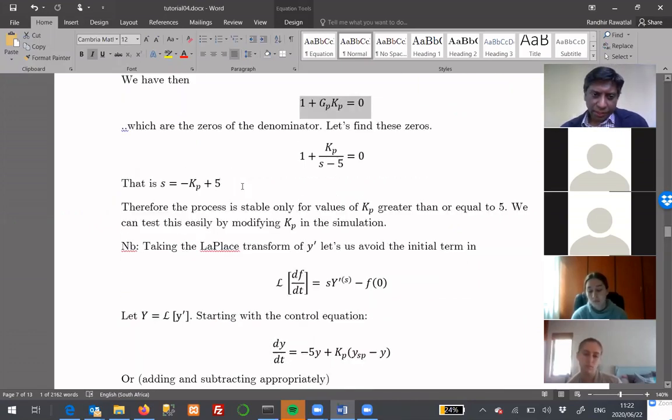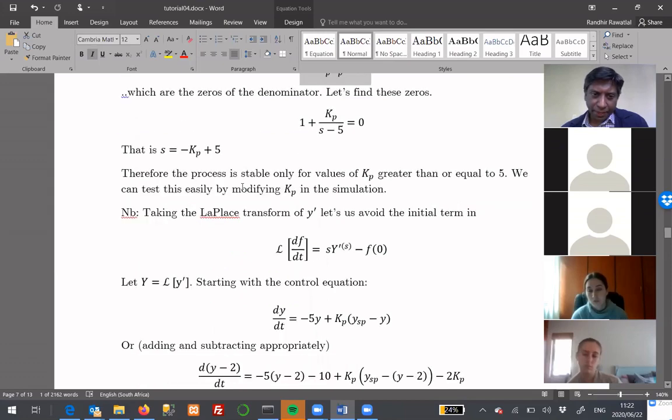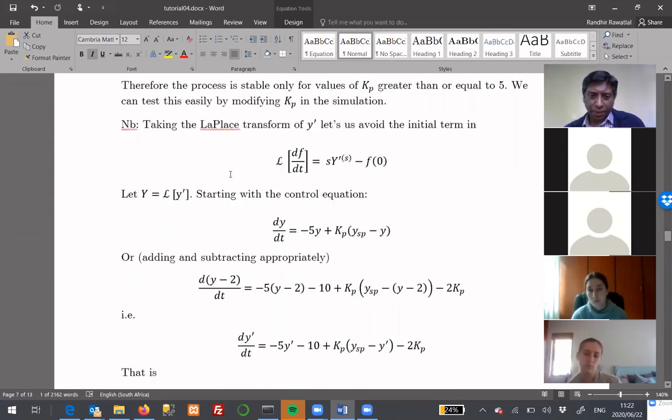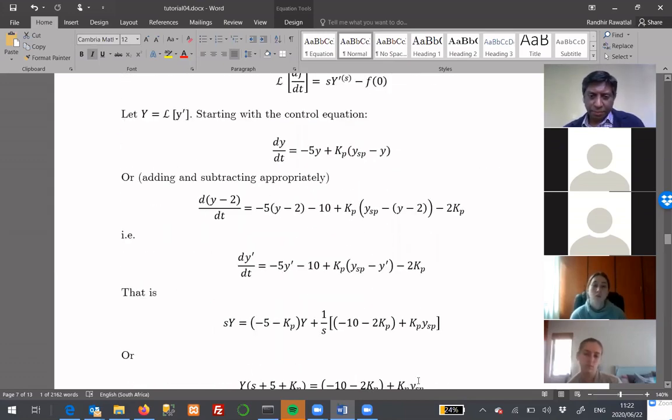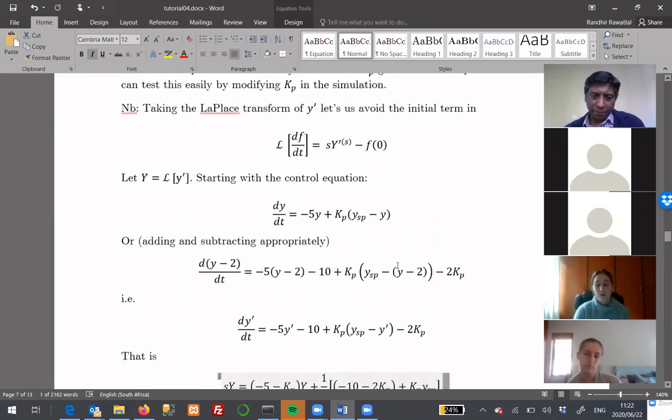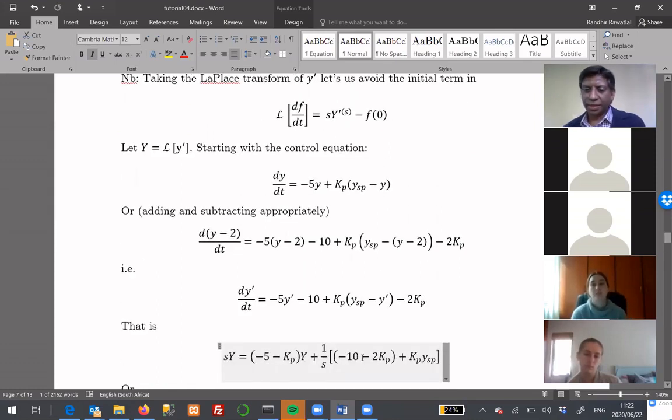Okay, so that's what we have for example 1. And here again, there's a bit more development if you want to derive those equations, and that links to what we were doing in tutorial 3.